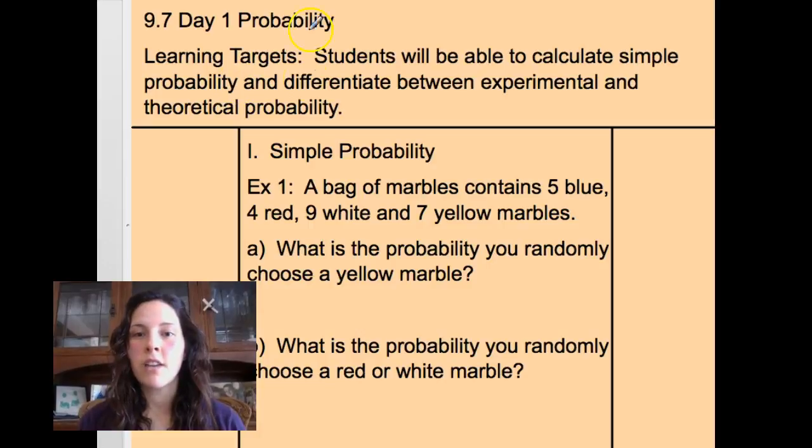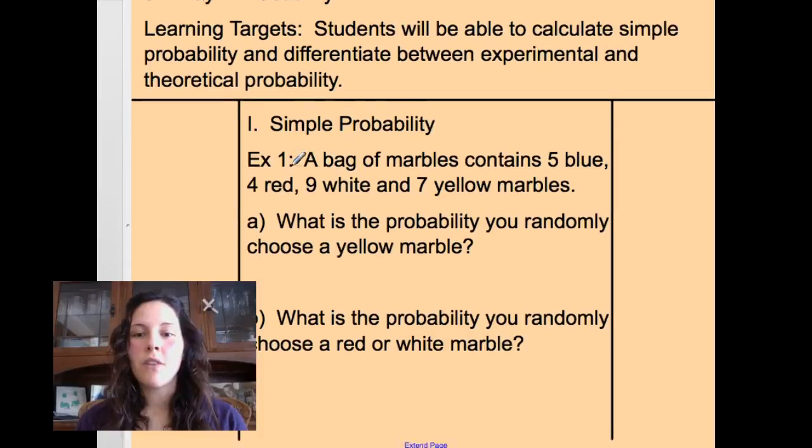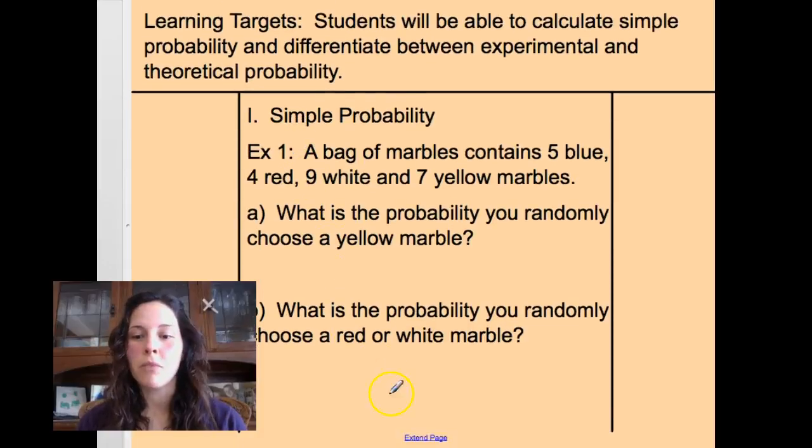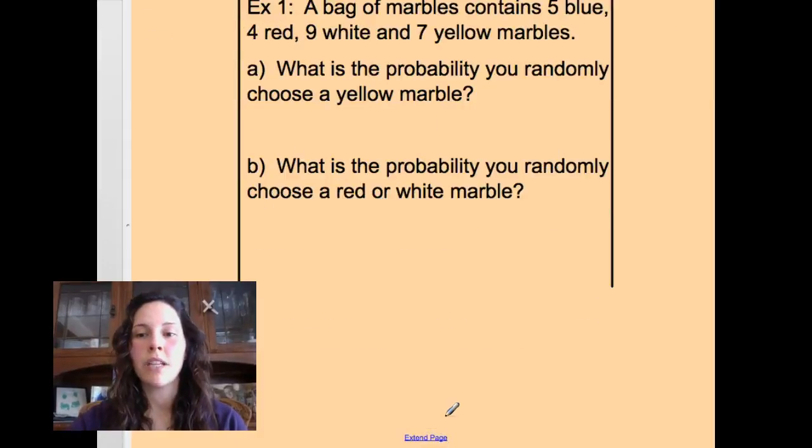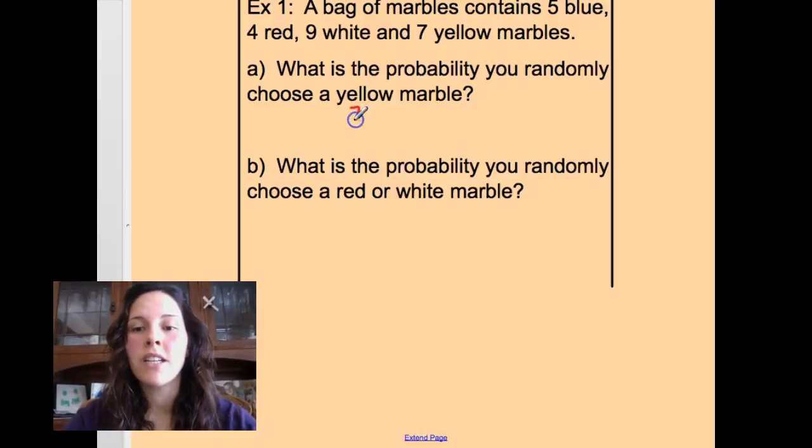All right, taking a look at a few quick examples, and when I say quick, I mean quick. So our first example, we have a bag of marbles with a bunch of different colors in it, and we want to know the probability that we randomly choose a yellow marble. So again, probability is number of favorable outcomes. There are 7 yellow marbles out of total number of outcomes. If you add up all of the marbles, there are 25 total marbles. So the probability that we randomly choose a yellow marble is 7 out of 25.